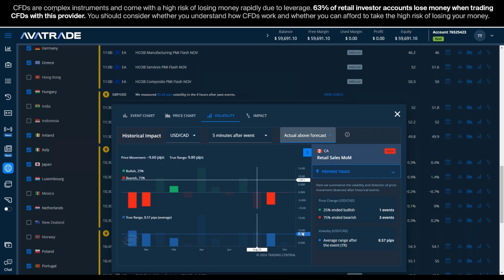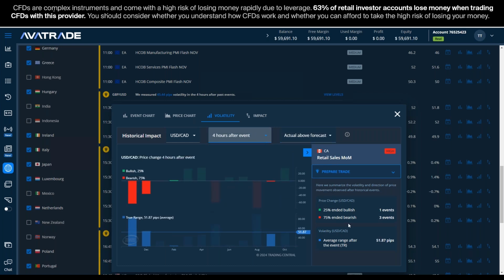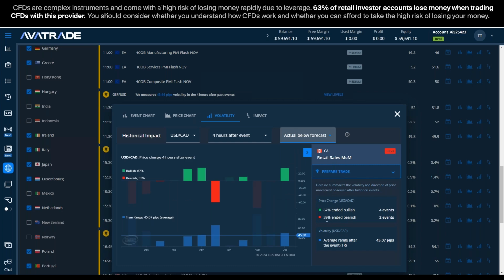Okay, that's for short-term trading, right? What about if I'm looking at 4 hours after? 75% of the time still. So it started in that direction and it kept going in that direction. Below forecast, same thing. Still, after 4 hours, it's up 67% of the time, a nice distance, 45 pips. So in this case, the first movement was not a false movement, but it was smaller. Okay, 45 pips after 4 hours.